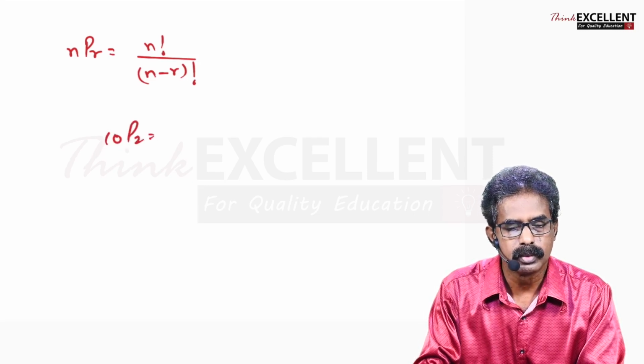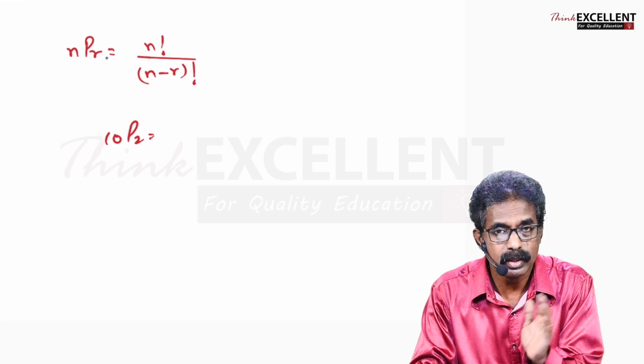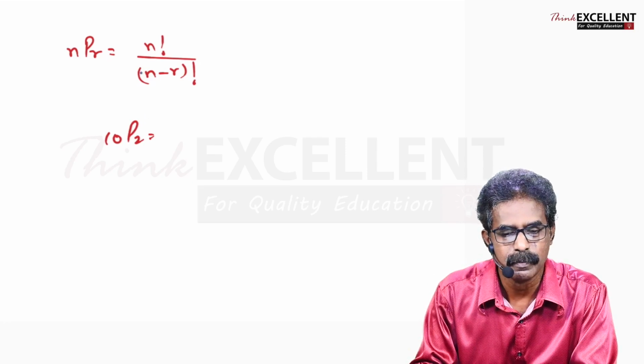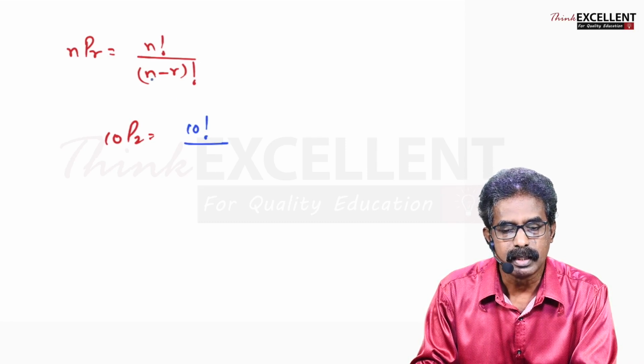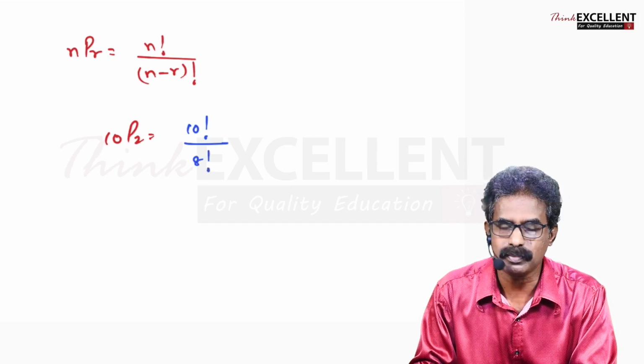10P2. So by this formula, nPr is n factorial by (n minus r) factorial. That's the reason factorial is important, right? So n factorial here, instead of n we have 10. So 10 factorial by (n minus r), that is 10 minus 2. What is 10 minus 2? 8.